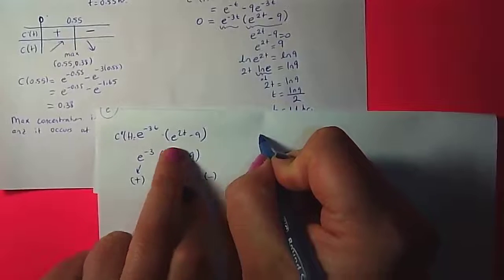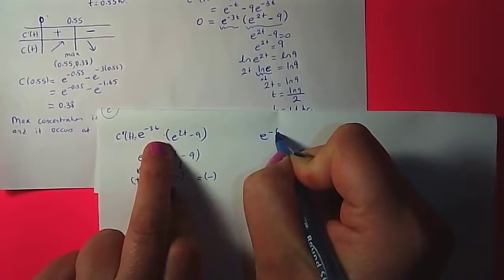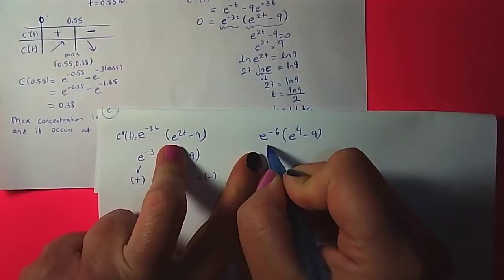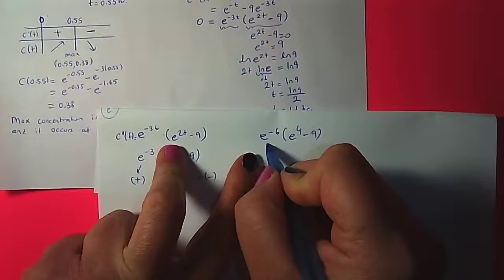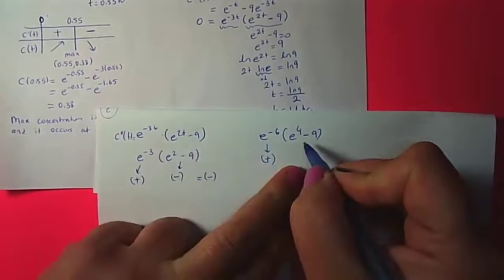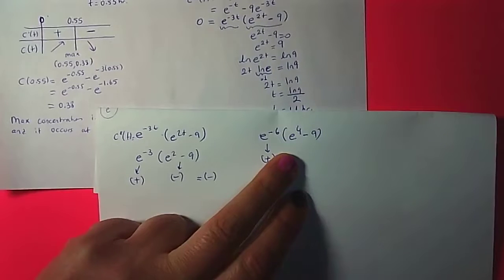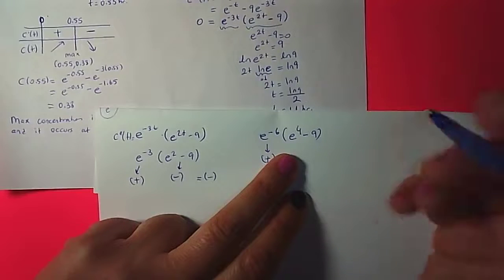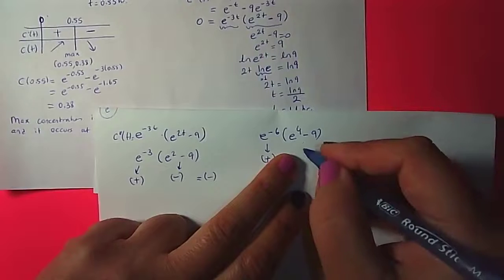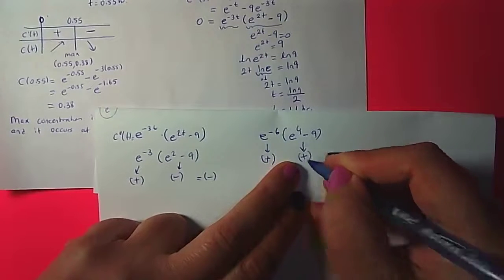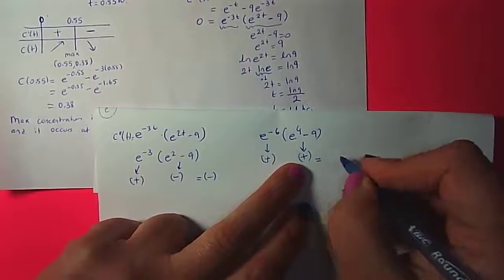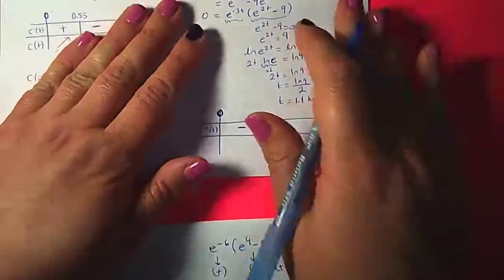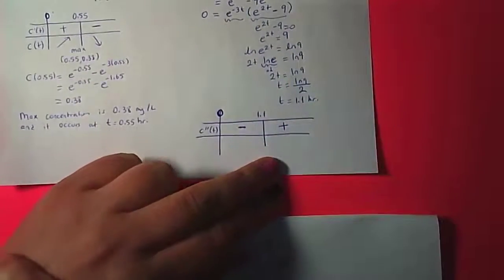So e to the power of negative 6, we are subbing 2, e to the power of 4 minus 9. This gives you 1 over e to the power of 6, so that is a positive value. This is 2.72 to the power of 4 minus 9. Even if it was 2 to the power of 4, that would be 16, and 16 minus 9 is obviously positive. If you are not sure, you are welcome to use your calculator. So positive times positive gives you a positive value, so the second derivative is positive in the second interval.